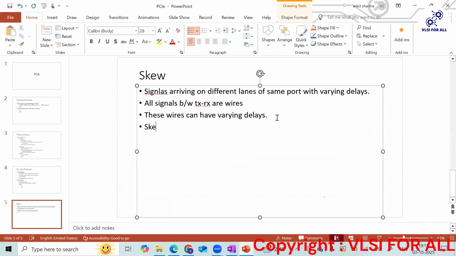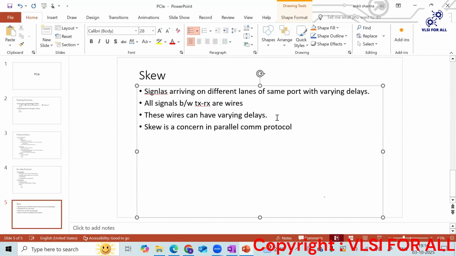So now skew is a concern or a problem in parallel. So in parallel, all the parallel communication. Why? Because in the parallel communications we have lots of wires. That's why it will come into picture. So communication protocol. So that's why it will come into picture.